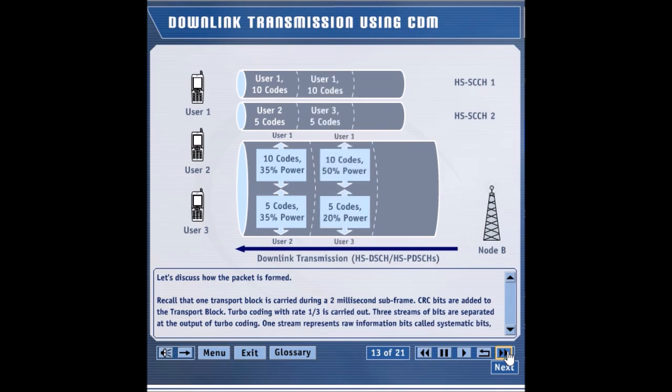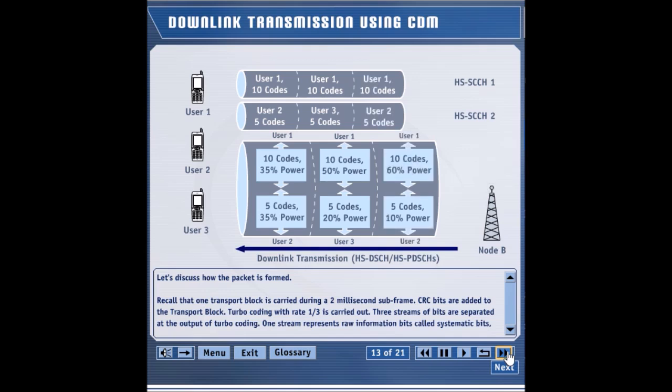The HSSCCH1 subframe indicates that the data on the HSDSCH1 is for user 1, while the HSSCCH2 subframe indicates that the data on the HSDSCH2 is for user 3. User 1 obtains data using 10 HSPDSCH codes, and user 3 obtains data using 5 HSPDSCH codes.